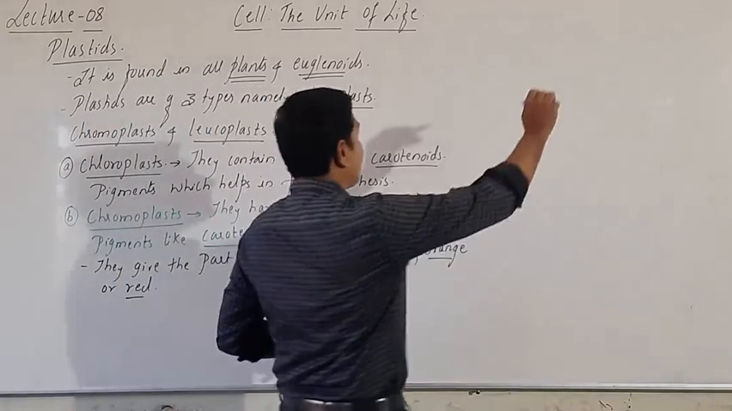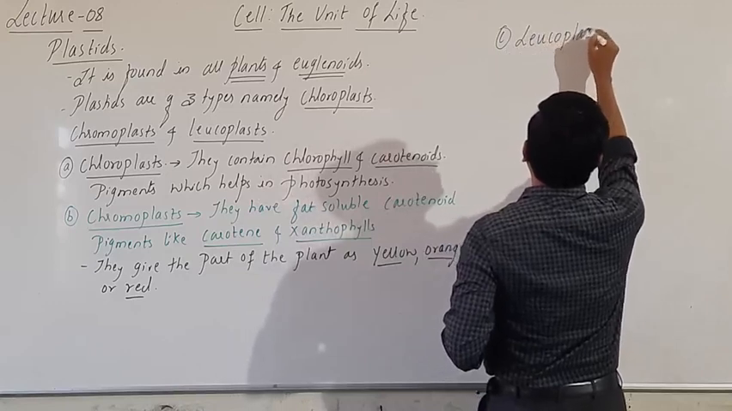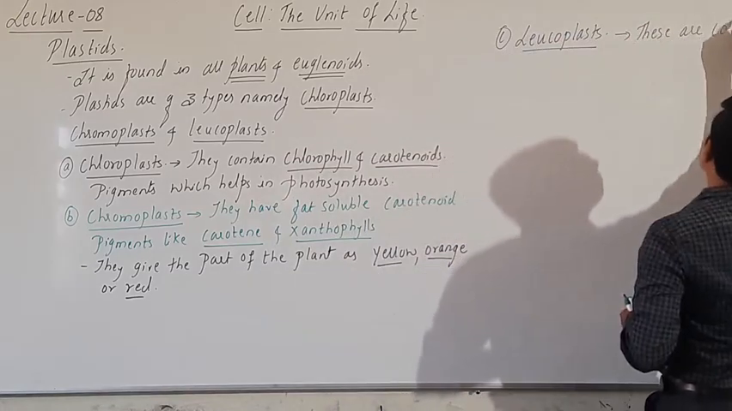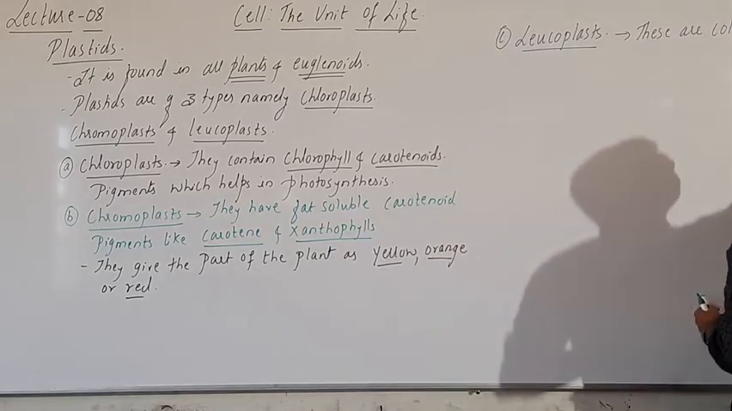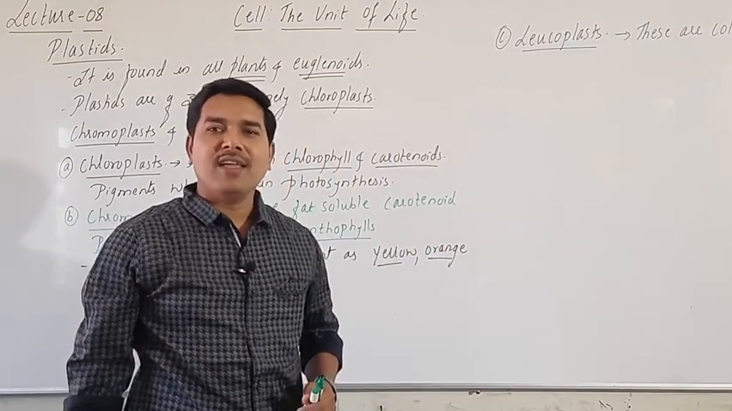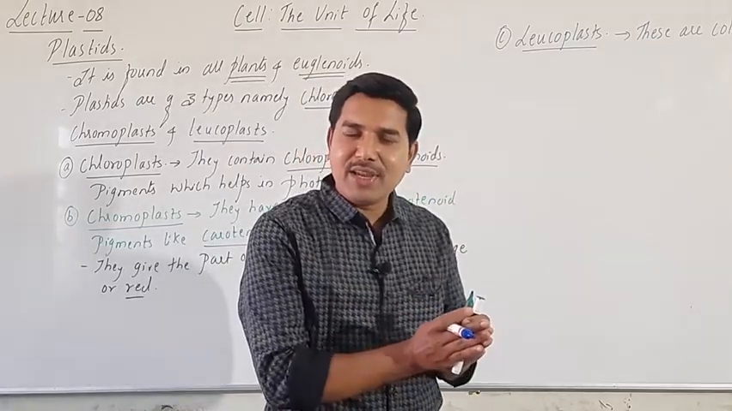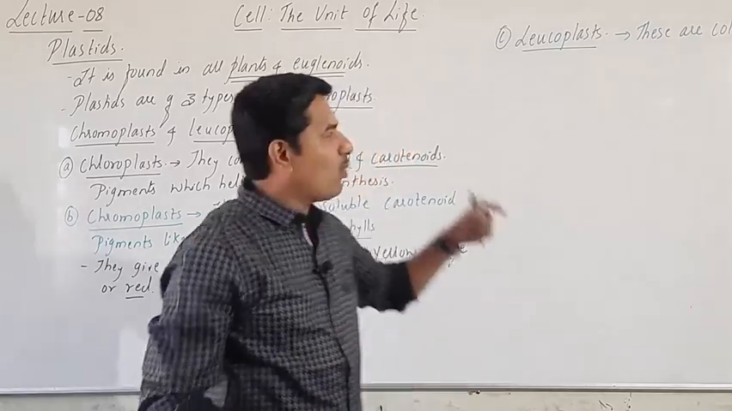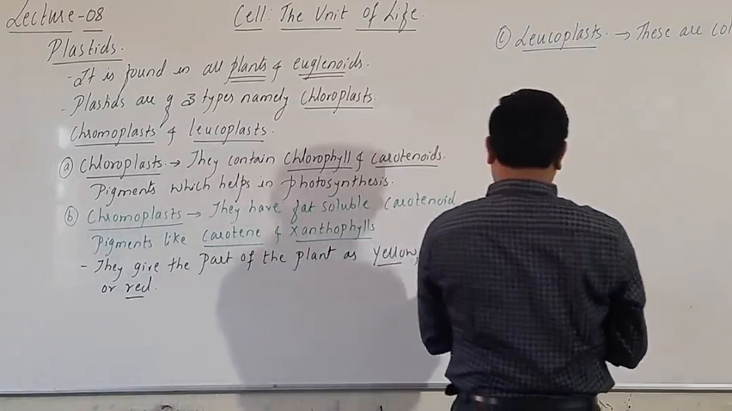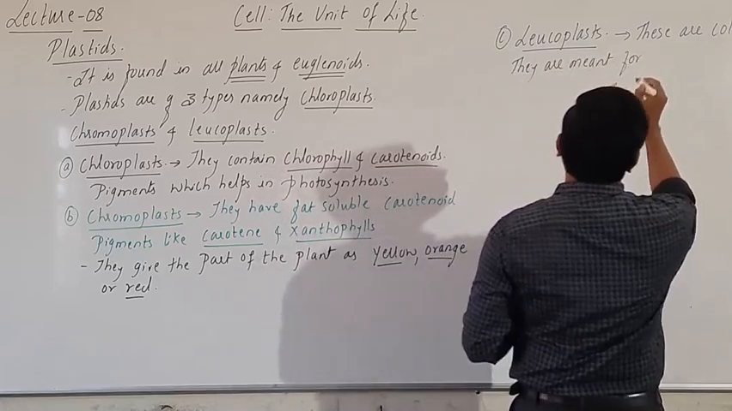Then the third one we have here is the leukoplast. Leukoplasts are colorless plastids, that means they do not bear any color. Write that statement: they are colorless plastids. What is their function? They are meant for storage of substances.